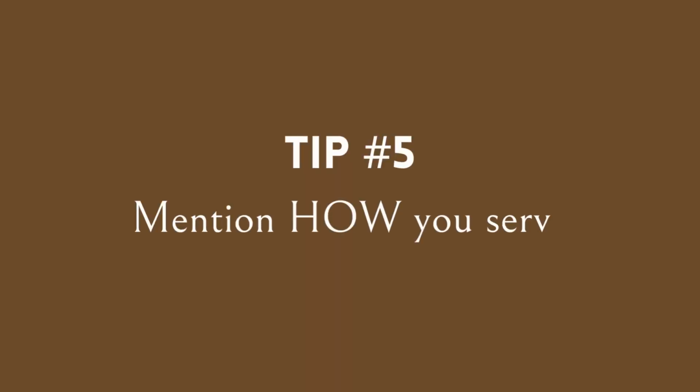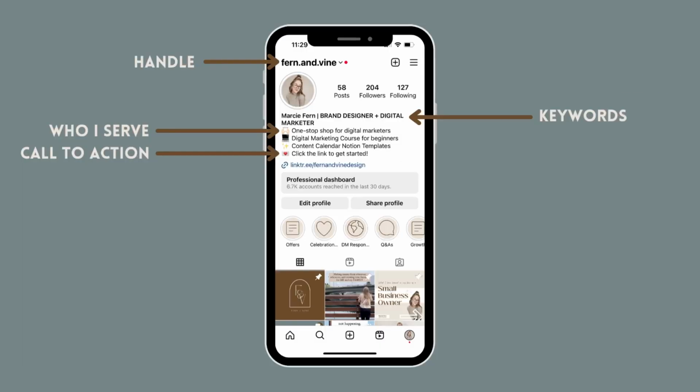The next tip I have for you, similar to putting in your bio of who you serve, mention how you serve. So for instance, I'm a digital marketer and a brand designer, so in my Instagram bio, I mention my products. I mention the digital course that I sell, and I mention the Notion templates that I sell, so that people know how I serve them.